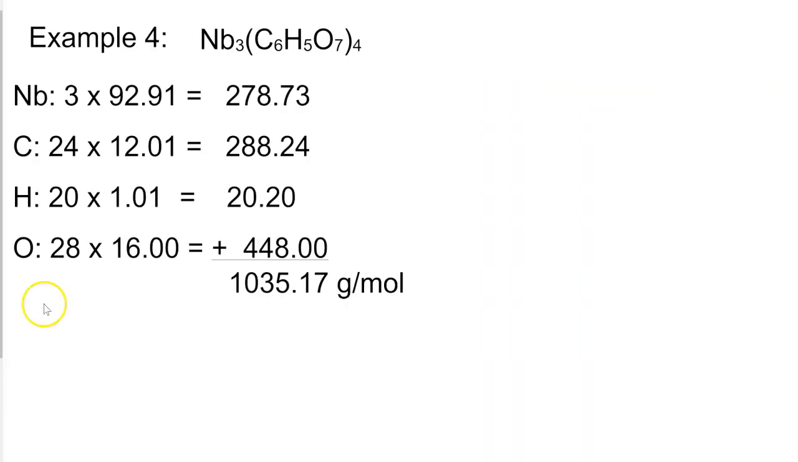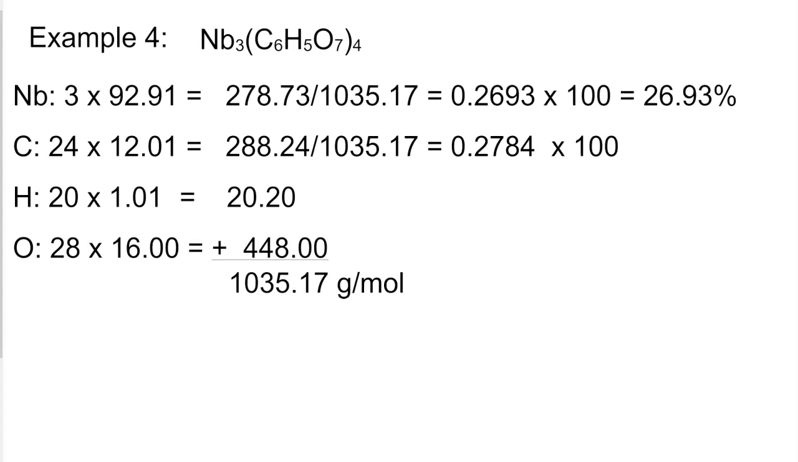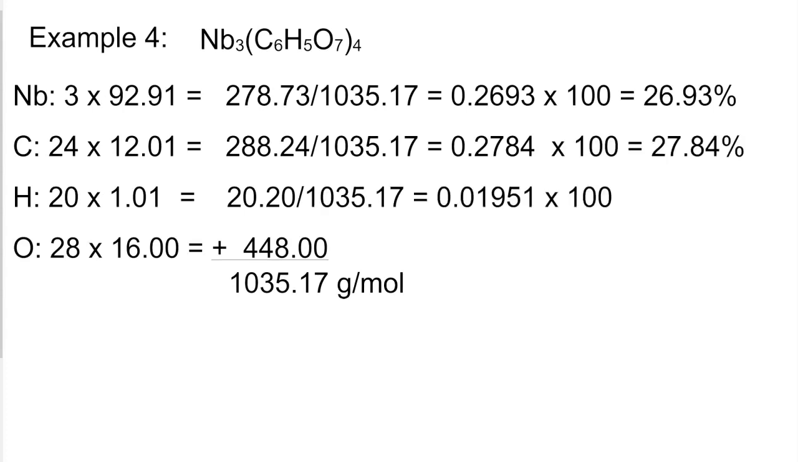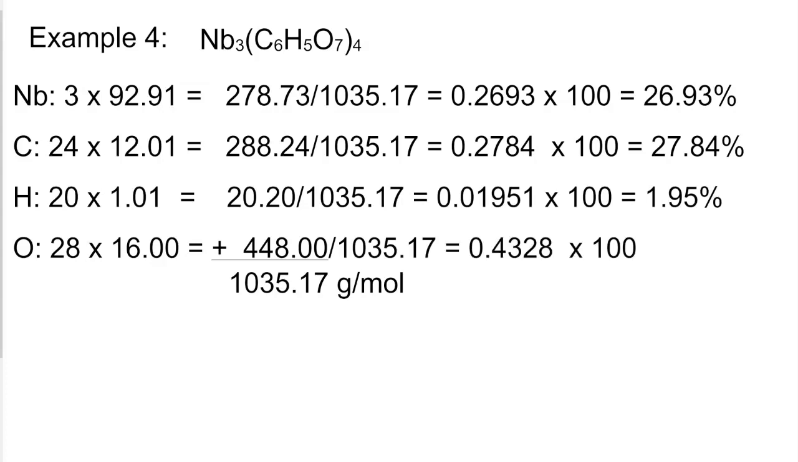Example 4. We have to figure out the molar mass. Remember, there are 3 Nb's, 24 carbons because 6 times 4, 5 times 4.20, and 7 times 4.28. I take each of their totals and multiply by their periodic table number to get my parts, and this is my whole. Then I take each of those parts, divide by the whole, and multiply by 100. So what did I do? I took each of these parts here and divided by the 1035.17, then multiplied the answer I get on my calculator by 100 to get these percentages.